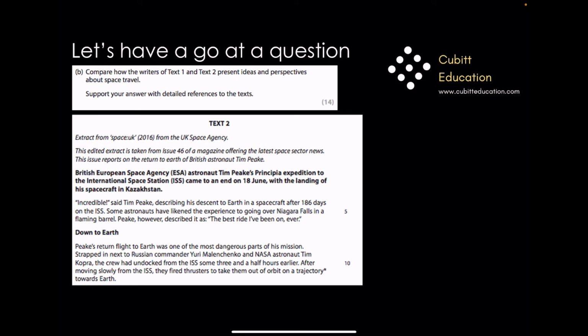Text 2. Extract from Space UK 2016 from the UK Space Agency. This edited extract is taken from issue 46 of a magazine offering the latest space sector news. The issue reports on the return to Earth of British astronaut Tim Peake. British European Space Agency, ESA, astronaut Tim Peake's Principia expedition to the International Space Station, ISS, came to an end on 18th of June with the landing of his spacecraft in Kazakhstan.